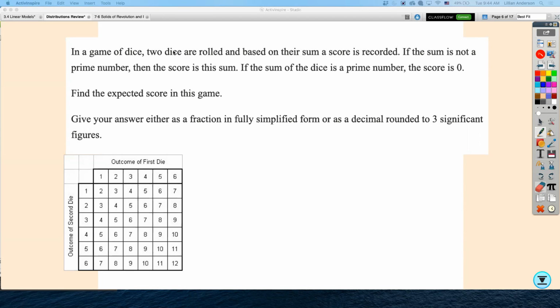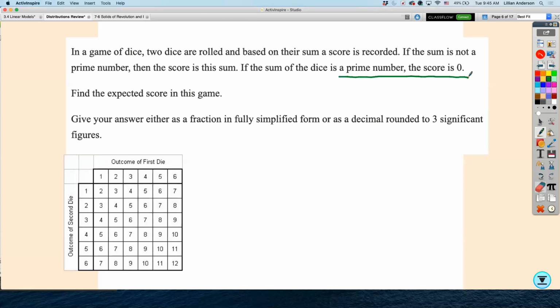Remember, expected value, expected anything is your number of trials times your respective probability, okay? In this particular case, we need to create our probability distribution, all right? So first off, let's review a few things. What does it mean to be prime? You can only get that number by multiplying it by 1 and itself. So if the sum is a prime number, then the score is 0. So which ones are we not considering?